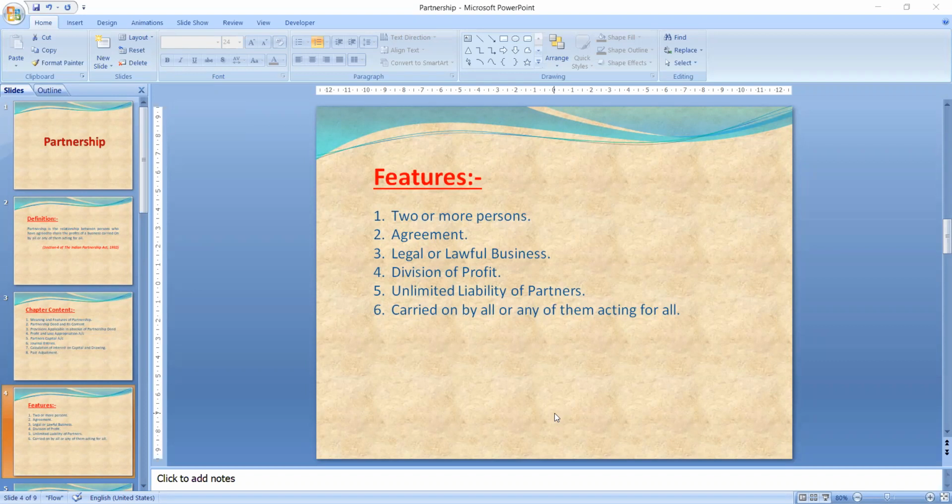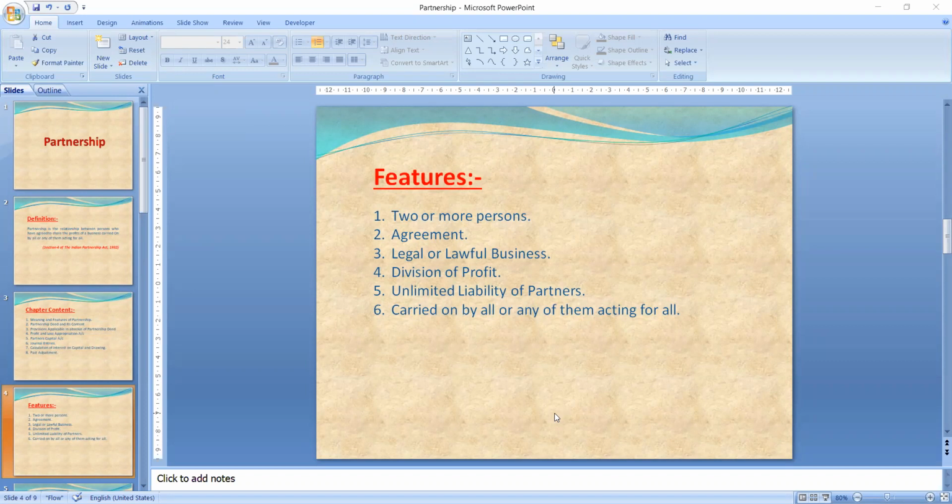Okay, sir. So division of loss will be in the same ratio as division of profit? Yes. Division of profit or loss. Here, loss is implied, you can say included in the profit part. So if we divide profit among partners, we have to divide loss also in the same ratio, in the same manner.